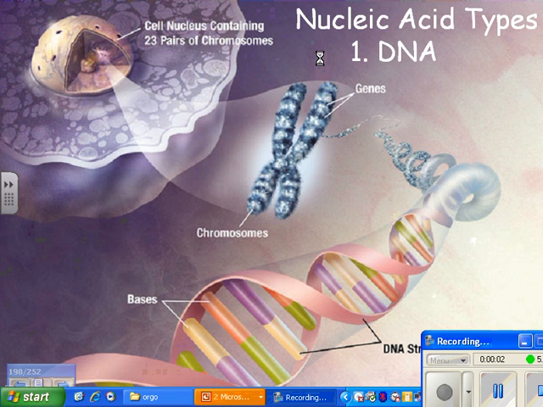Today we're looking at types of nucleic acids. There's DNA, RNA, and ATP. First we'll look at DNA.